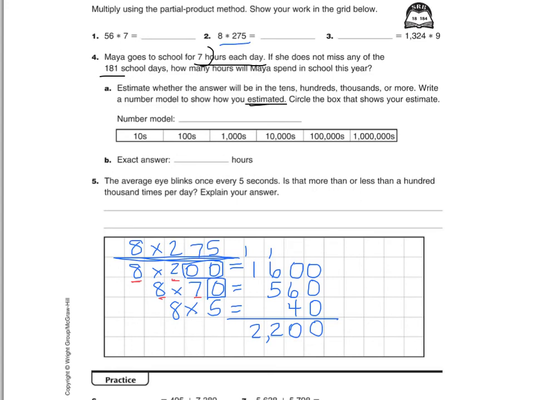So we'd say 7 hours is about how many hours? And we can probably keep that at just 7. And then 181, what's that close to? Is it closer to 100 or 200? Once your student answers that, they can put the number model here. They'll see what the answer is equal to. Will that number that they've estimated be in the hundreds place, thousands place, 10,000s place? Then they'd circle whichever of these magnitudes it is.